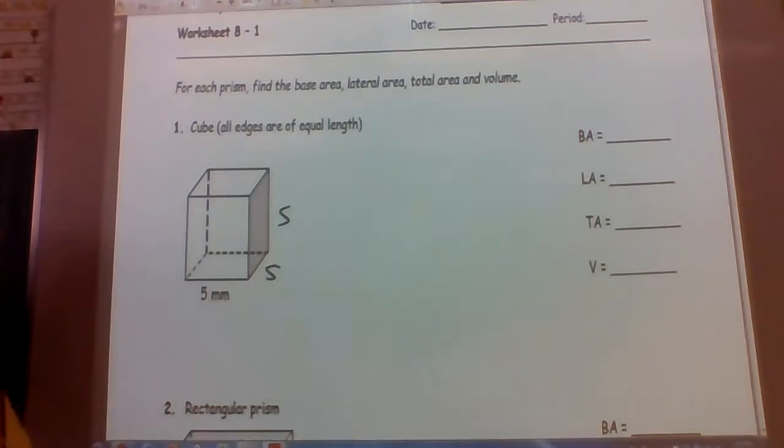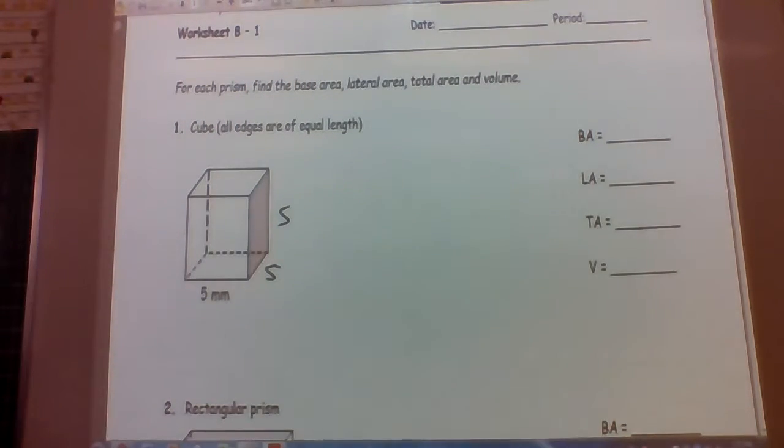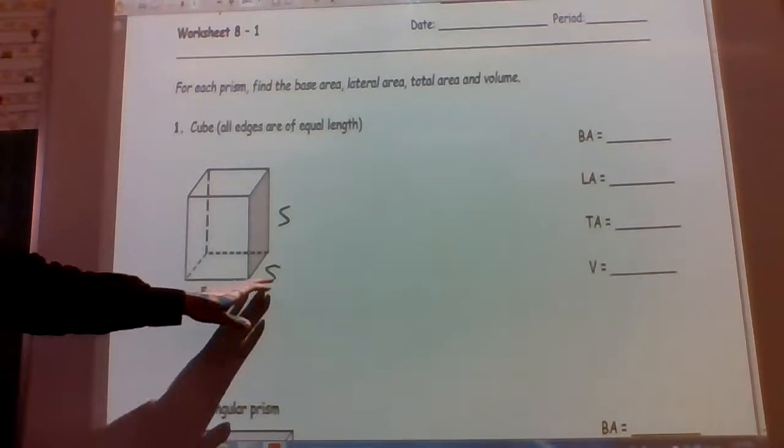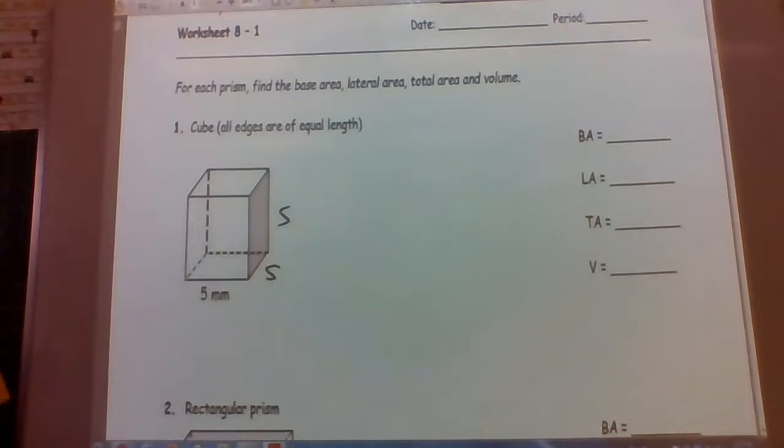Okay, this is the video for worksheet 8.1, which is prisms. So we only had to do questions 1, 2, 3, and 4. If we start off with our cube, it tells us all edges of the cube are of equal length. So we have 5, 5, and 5. Every line here you see is going to be a length of 5 millimeters.